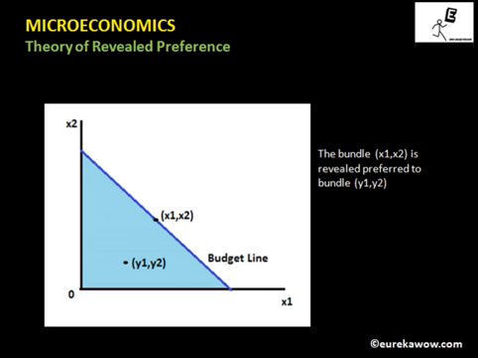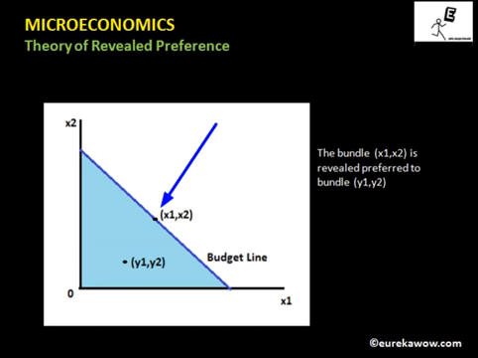If we look at this diagram, the bundle x1, x2 is revealed preferred to the bundle y1, y2. Why? Because the bundle y1, y2 lies inside the budget line on which x1, x2 lies, and since we assume that the preferences are strictly convex in nature, it clearly indicates that y1, y2 lies on a lower indifference curve as compared to x1, x2, and also y1, y2 is less costly than x1, x2. So we say that the bundle x1, x2 is revealed preferred to the bundle y1, y2.